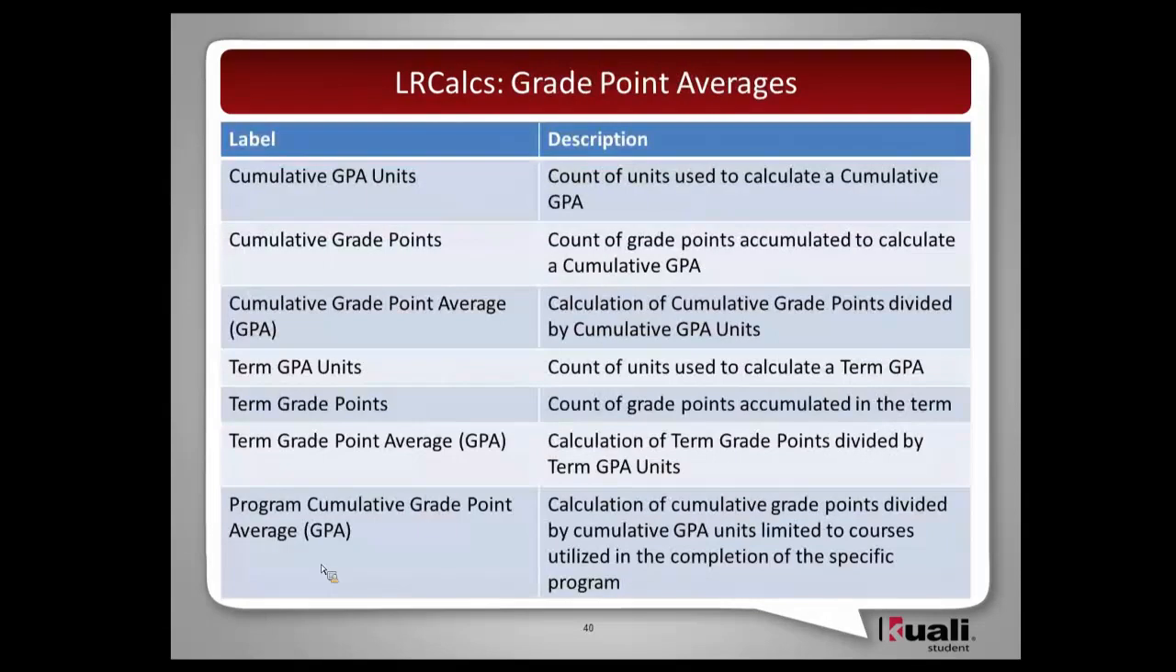Grade point averages have some similar permutations. We've got our cumulative GPA units, and that's really talking about the count of units used to calculate a cumulative GPA. So this gets at what Maryland had been calling its attempted. These are just those things that are part of your GPA. So for example, at Maryland, we've got a pass-fail grading method. If you pass it, it has no impact on your GPA. If you fail it, yes, it has an impact on your GPA. So when you have a P grade, its credits don't figure into your cumulative GPA units, because that P grade and those credits associated with it are not being used in that averaging process.